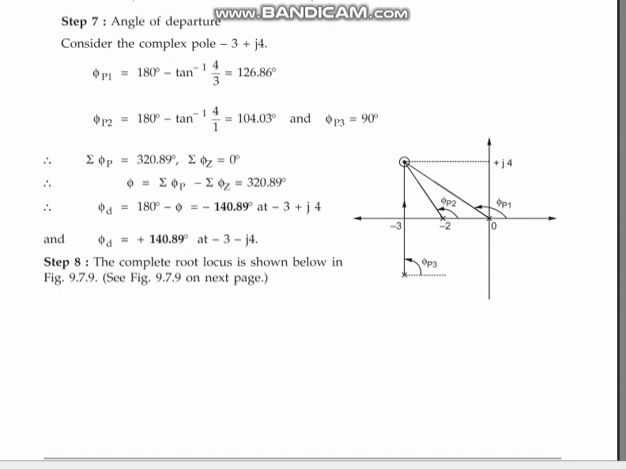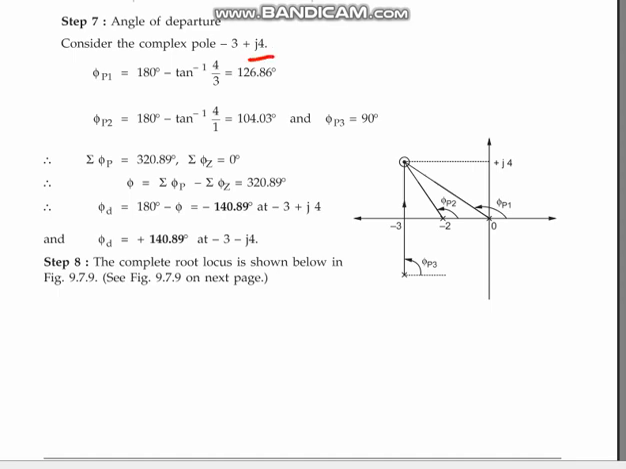In the previous problem, we discussed up to step 6. So step 7 is to find the angle of departure. Why? Because complex poles are present. The complex poles are minus 3 plus j4 and minus 3 minus j4. We'll consider only one complex pole, minus 3 minus j4.